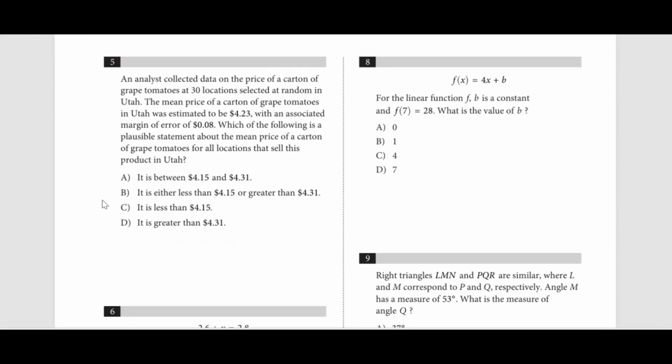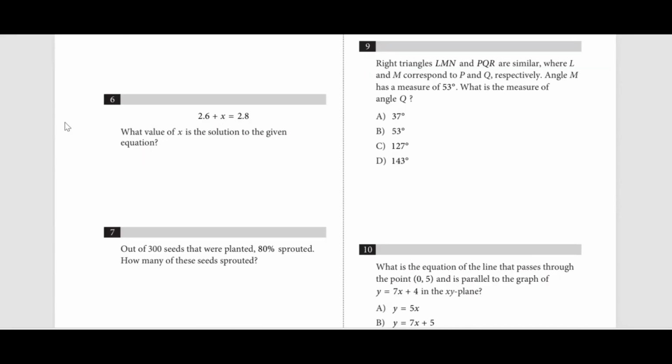Okay. Question number 5. Can you tell me the answer? What is the value of x? 1/5. Sorry, tell me the answer in decimal. 0.2. Yes, 0.2 is the right one.